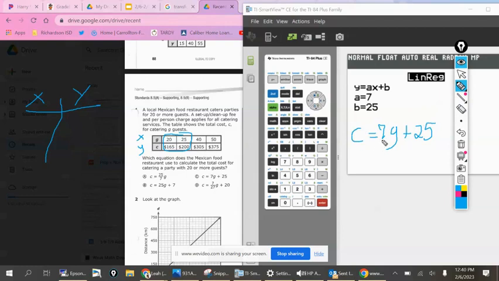Okay, so now that we have that, we're going to see which one matches. It wouldn't be A. It wouldn't be B. It would be C. And it wouldn't be D. Okay, so this is pretty simple.